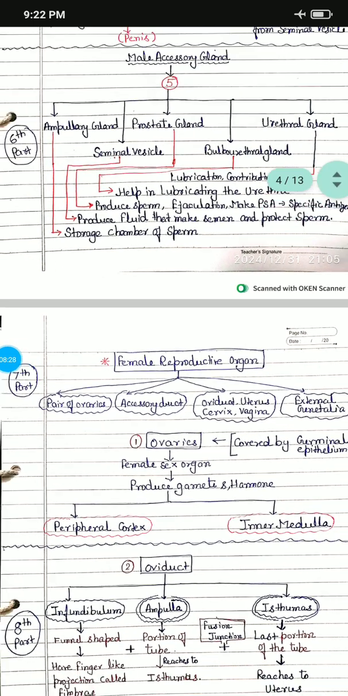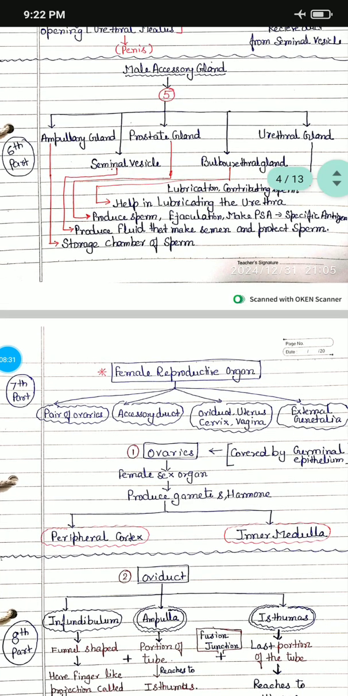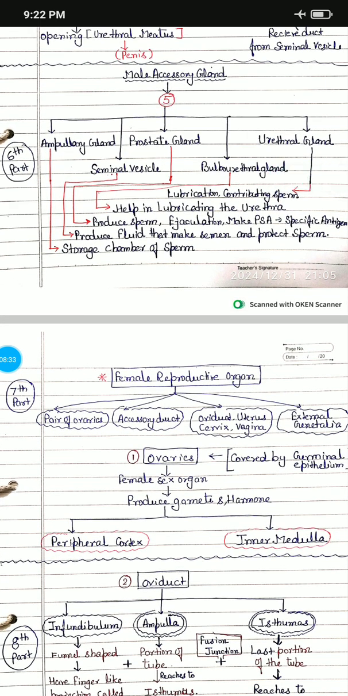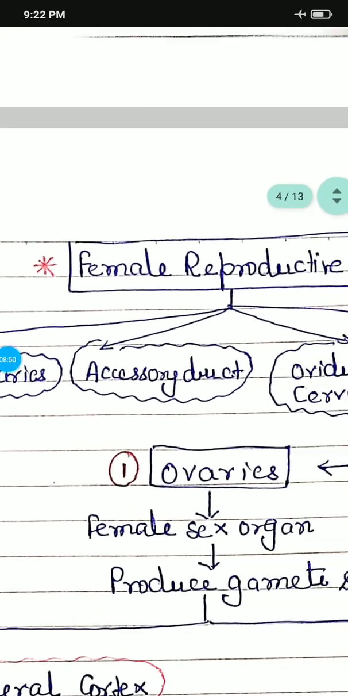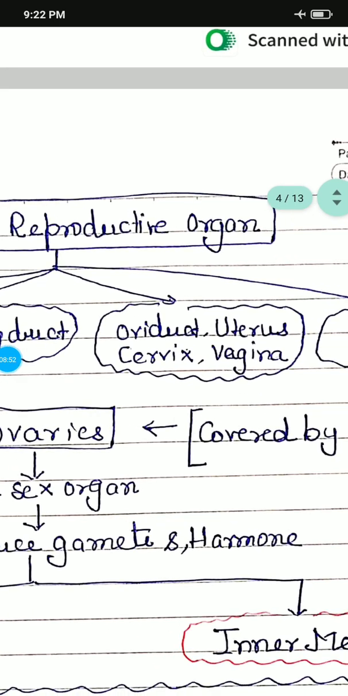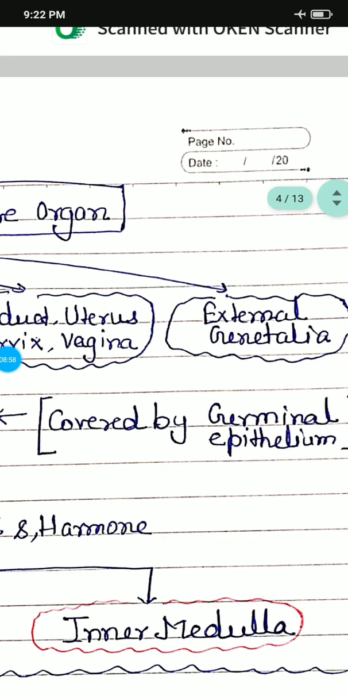Now the next one is the female reproductive organ. From here the male part is over, only spermatogenesis is left. When I start gametogenesis, I will tell you about spermatogenesis. Let's go to the female reproductive organ. The female reproductive organ consists of a pair of ovaries, then the accessory ducts: oviduct, uterus, cervix, vagina, these four parts, and then the external genitalia.